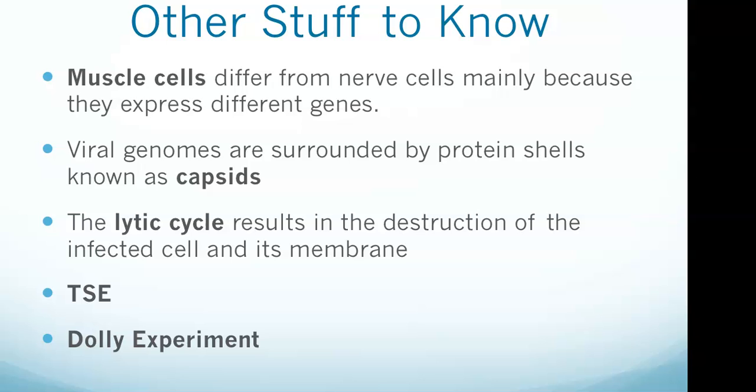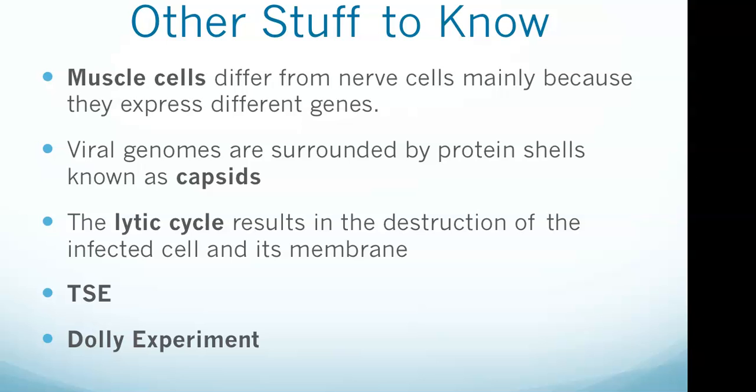We forgot to put a bullet point here on a quick point about cancer. Random spontaneous mutations, mutations caused by X-rays, and transpositions can contribute to the development of cancer. So you'd like to know that. Muscle cells differ from nerve cells, mainly because they express different genes.